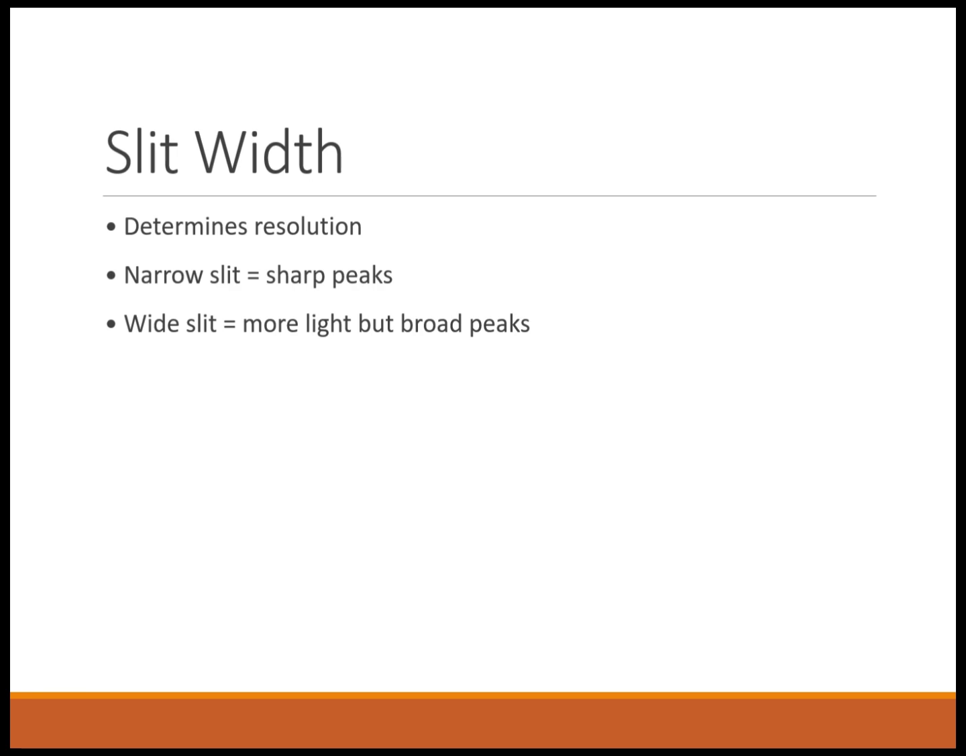Slit width controls the amount of light reaching the detector. A narrow slit has higher resolution and sharper peaks. However, a wide slit lets in more light and gives higher sensitivity but broader peaks. Choosing slit width depends on whether resolution or sensitivity is more important.